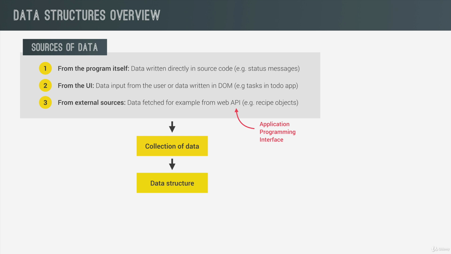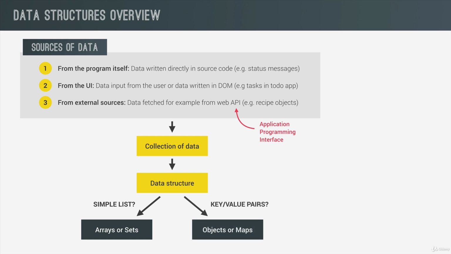So the first decision is this. Do we just need a simple list of values? If so, then we're going to use an array or a set. But on the other hand, if we need key value pairs, then we need an object or a map. So the big difference here is that with a key value pair, we have a way of describing the values, so by using the key. On the other hand, in a list, like an array or a set, we simply have the values without any description.